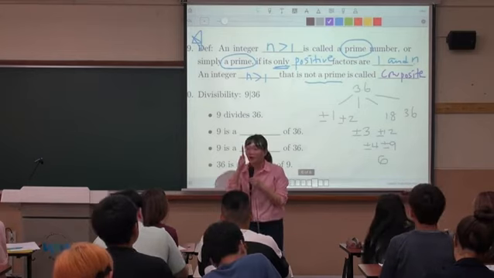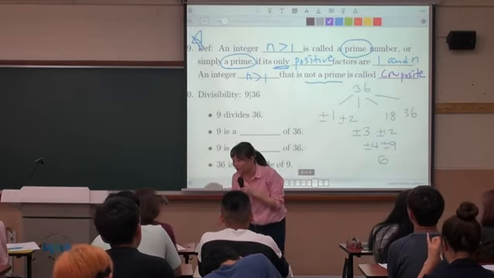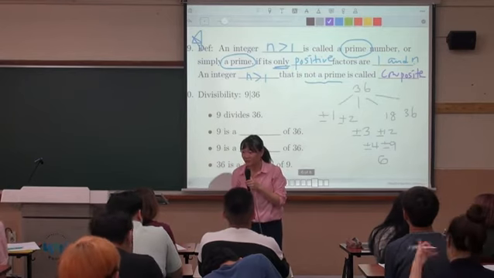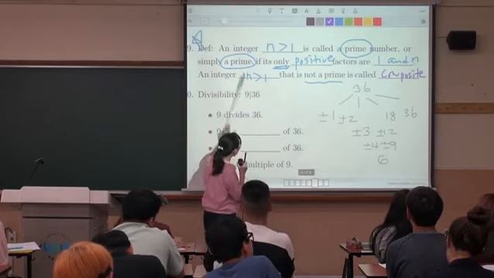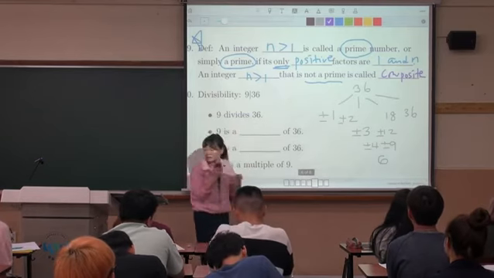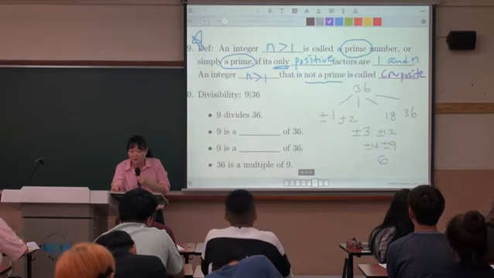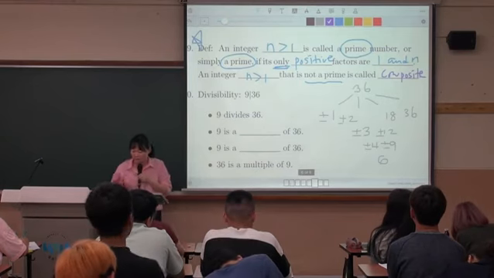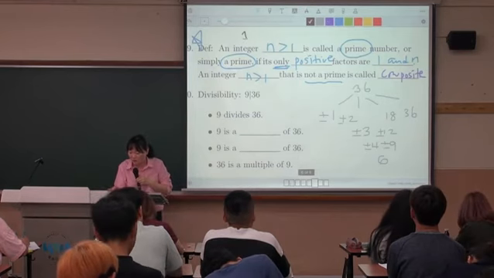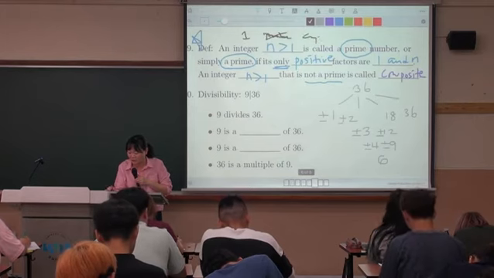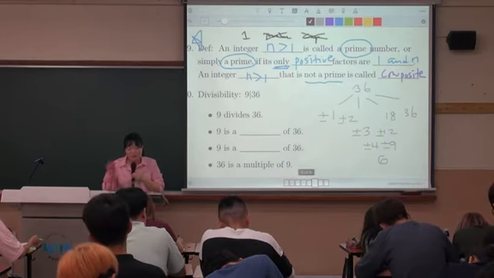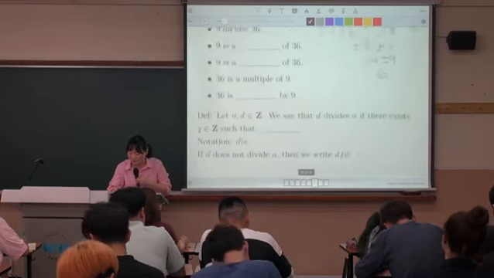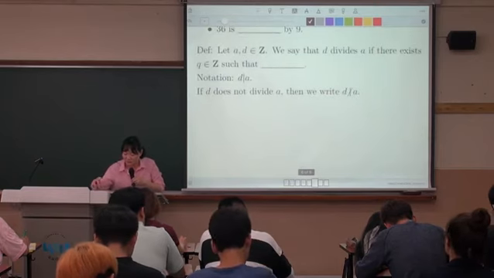Number 1. 1 is not a prime. 1 is not composite. Okay? Because 1 doesn't satisfy this definition. So 1 is not prime nor composite. 적을 수 있겠어요? 1 is not prime nor composite. 1은 prime도 아니고 composite도 아닙니다. Any question? Okay. So before we do this, let me look at this definition first.